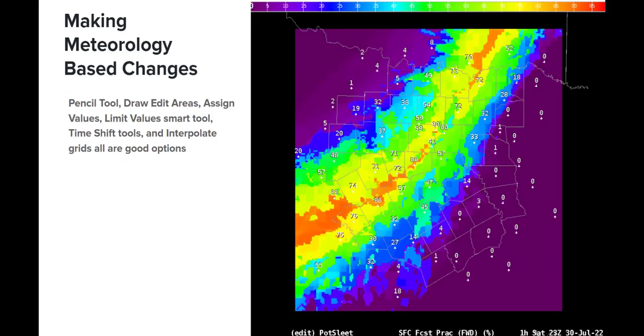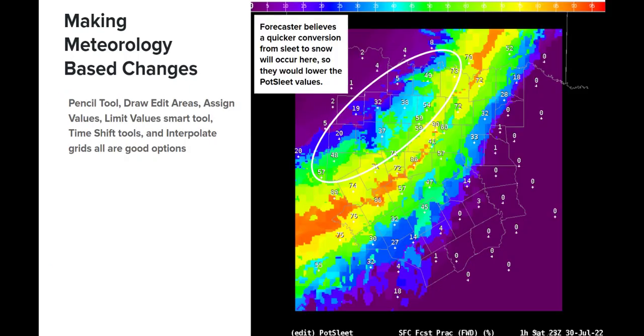Let's discuss making some meteorology-based changes. For instance, if a forecaster believes there will be a quicker transition from sleet to snow in this area, or maybe this area is currently getting ground truth reports saying that it's occurring, then they may want to update the grid here to lower the pot sleet values. After the grids are normalized by ForecastBuilder, it would send more of the QPF to snow accumulation.